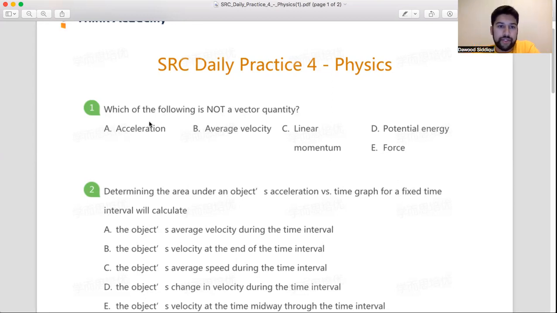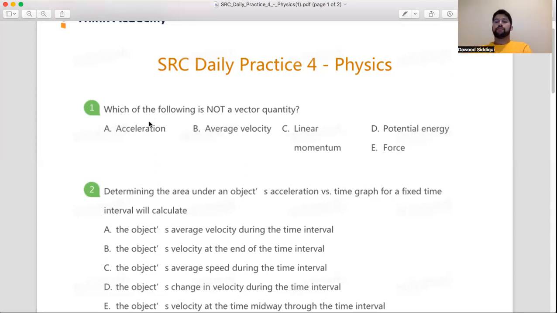So our very first question is which of the following is not a vector quantity? It's important to understand for this question the difference between both scalars and vectors. A scalar is basically just a magnitude, which means just a number and no direction is being specified. Whereas a vector is both a magnitude and direction. So we have a number and we have some sort of direction like north, east, south, and west.